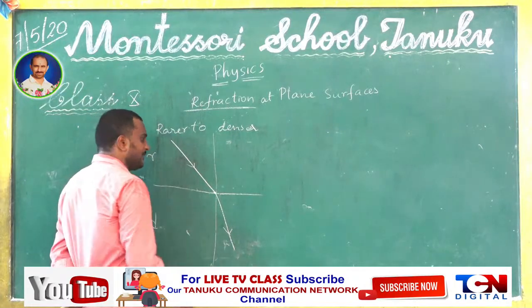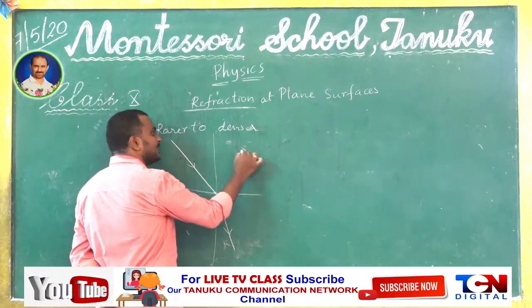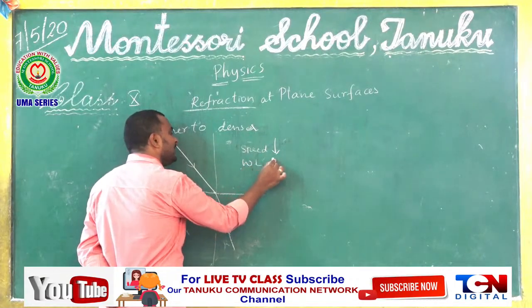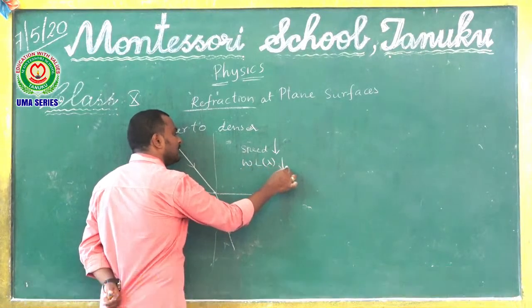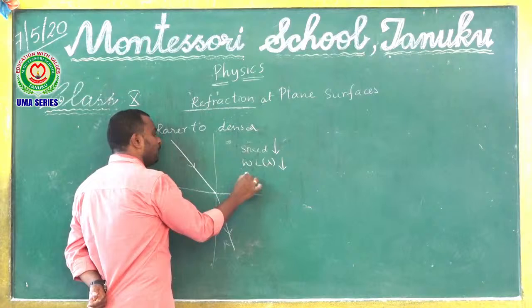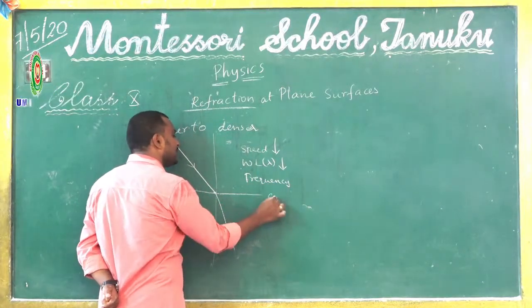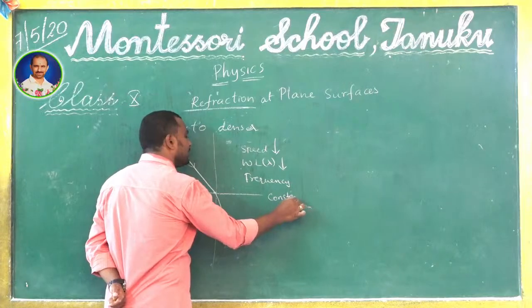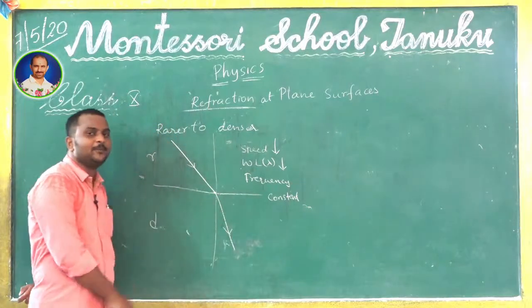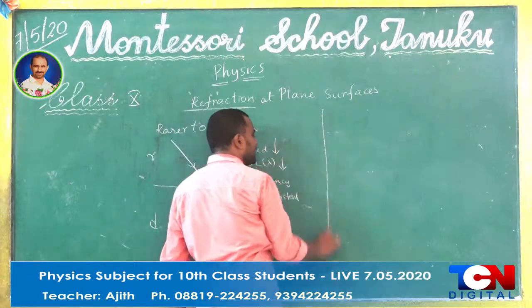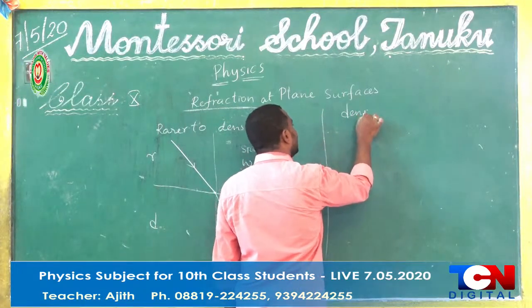So what are the factors changing? When the light is traveling from rarer to denser, the speed decreases and the wavelength decreases. What remains constant? The frequency remains constant. When the light is traveling from one medium to another medium, the frequency remains constant. So what happens when the light is traveling from denser to rarer?